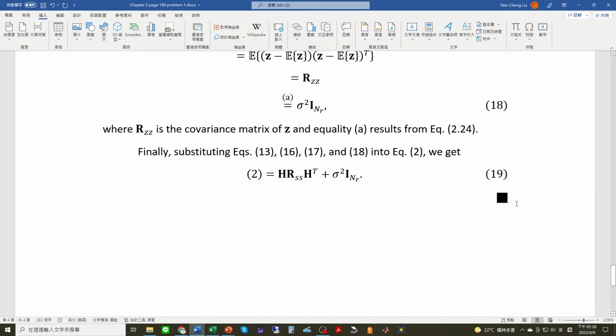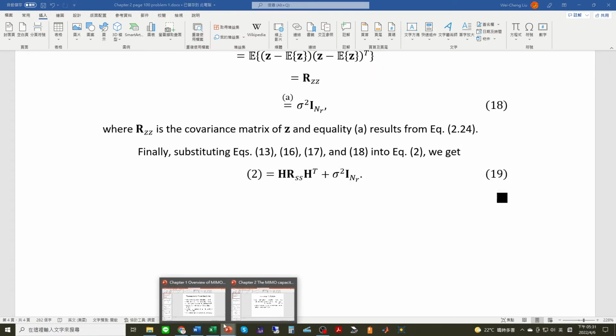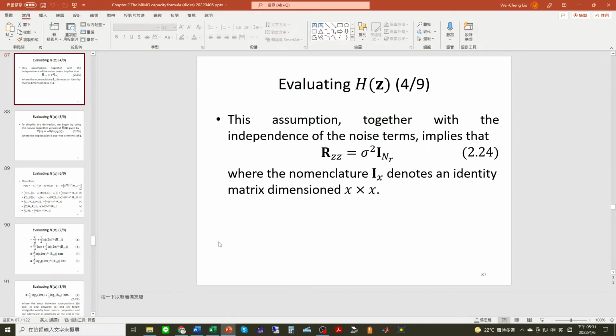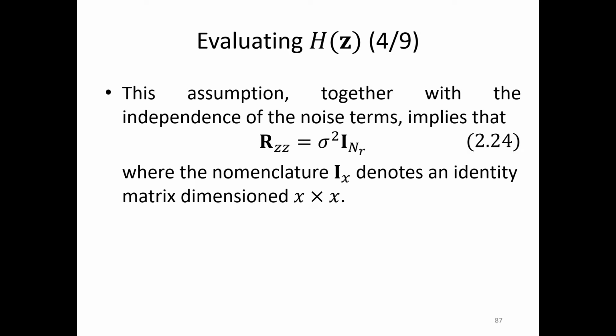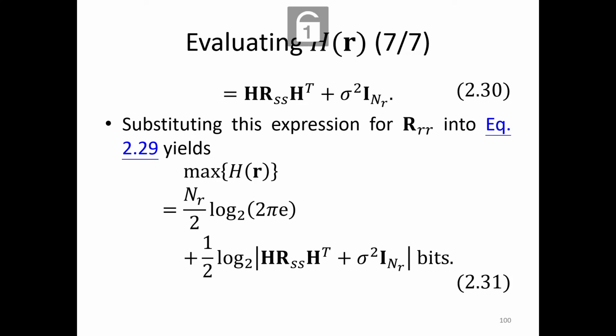Do you have any questions? If you do not have any questions, let us go back to the slides. And please turn to page 100. So finally we can get equation 2.30, which is equal to H times R_SS times H transpose plus sigma square times I_NR.